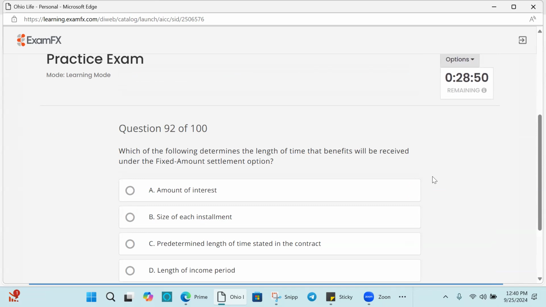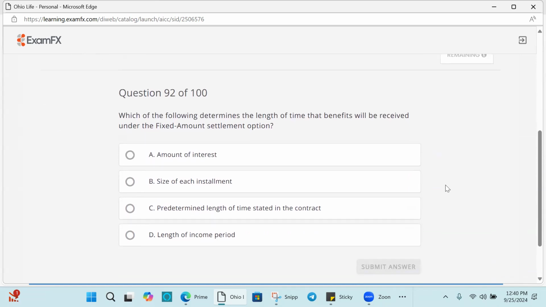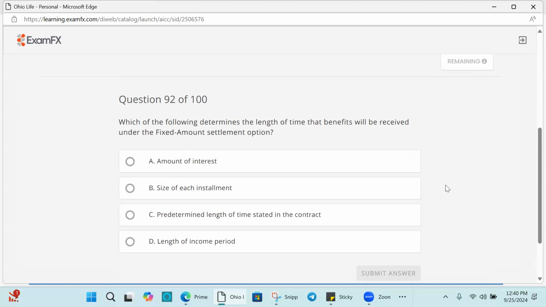Now, if I tell them, hey, annuity company, you owe me $200,000, I want this in $50,000 a year installments, so I pick the amount. They're going to go 200 divided by 50 is 4 years. So they're going to pay me approximately 4 years until the money runs out. Okay. Which of the following determines the length of time that benefits will be received under the fixed amount settlement option? Here's another one.